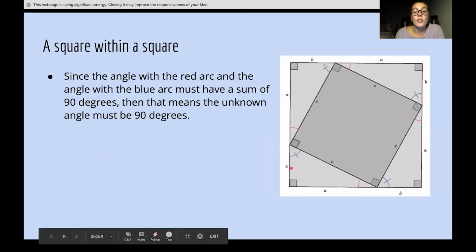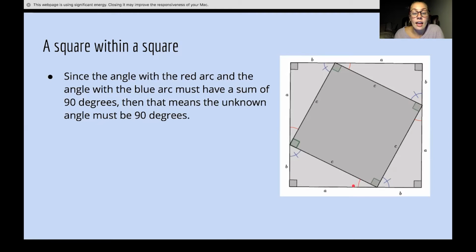So since the angle with the red arc and the angle with the blue arc must have a sum of 90 degrees, then that means the unknown angle must be 90 degrees. And we kind of already know that, because when we see a square in the corner, it marks that it's a 90-degree angle. But this really shows that these are not 90, but they add together to get 90, and we have our 90-degree angle in the corner.